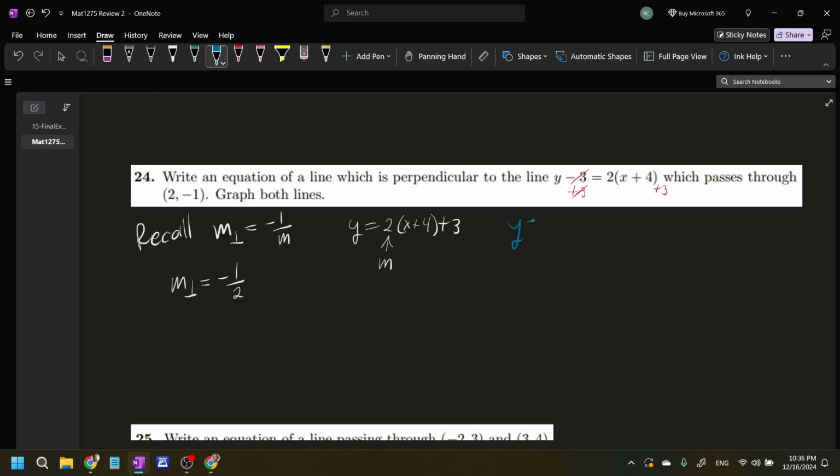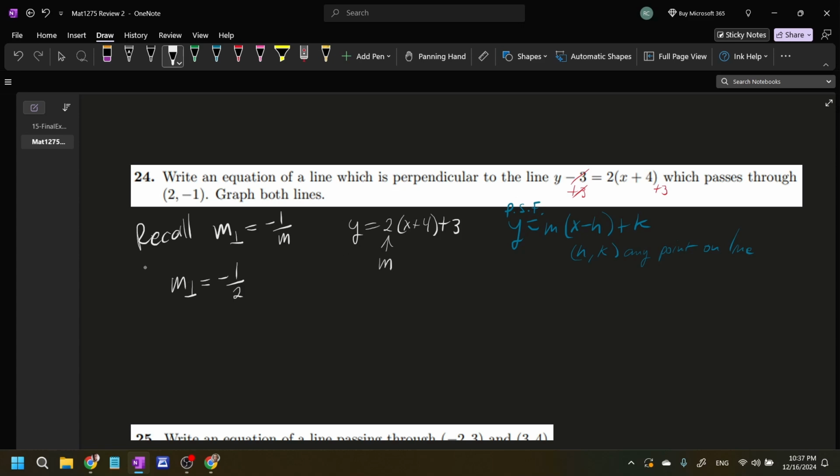I might as well write it for you guys. Point slope form of a linear equation is y equals m(x minus h) plus k, where h and k are any point on the line. Please don't get confused here. They're giving us two lines. They gave us the equation of one line, y minus 3 equals 2(x plus 4), and they're asking us to write an equation of a new line which is perpendicular to this original line.